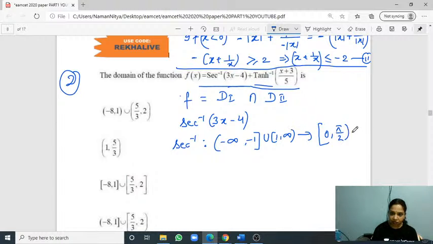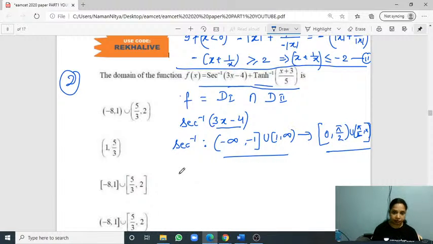So this is, I'll just try to fix this. So union π/2 comma π, closed interval. So now here, this is the secant inverse domain and range. So what we have here, secant inverse 3x minus 4. So we can just say, obviously x we are taking from this domain only.